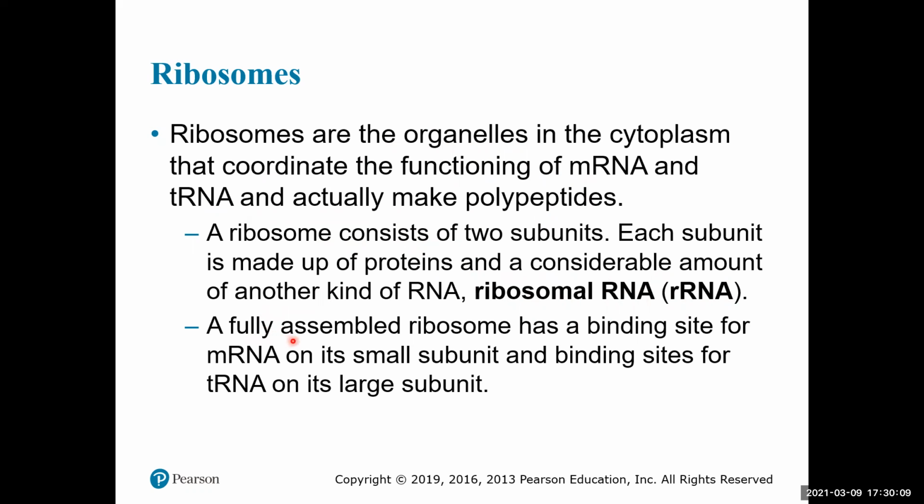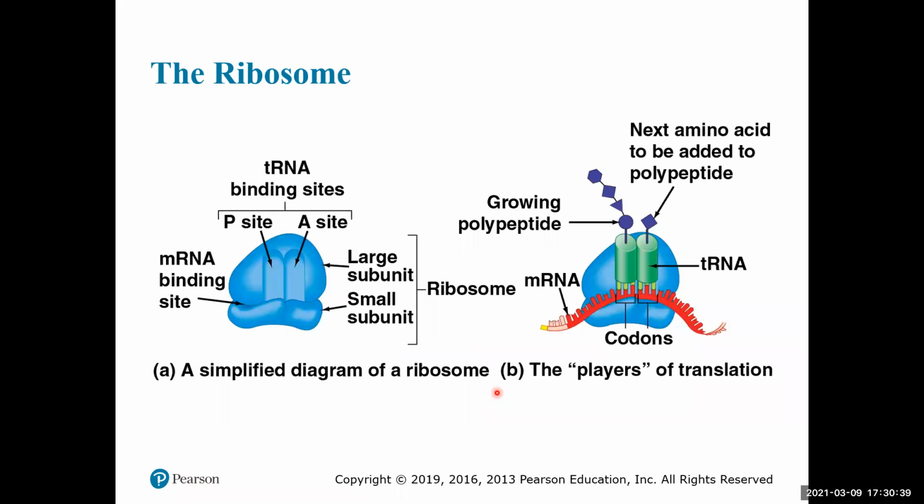And you get a fully assembled ribosome that has a binding site for both mRNA and tRNA. The binding site for mRNA is on what we call a small subunit, and the tRNA binding site is on what we call the large subunit. And the large subunit actually has two tRNA binding sites, one that's called the P site and one that's called the A site.